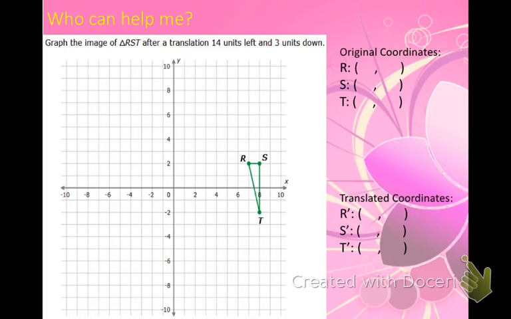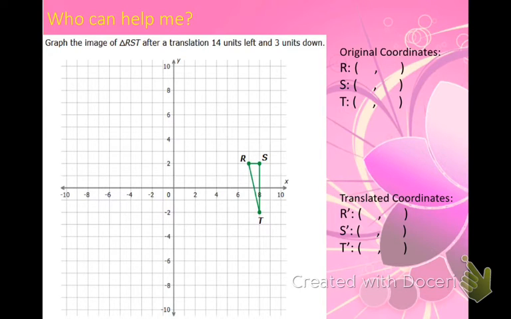All right, we're going to do another one. So, RST. Also, notice that the way you say it, you say your shapes in alphabetical order. You don't go TSR, that doesn't make sense. So it's triangle RST. We're going to translate it 14 units left and 3 units down.